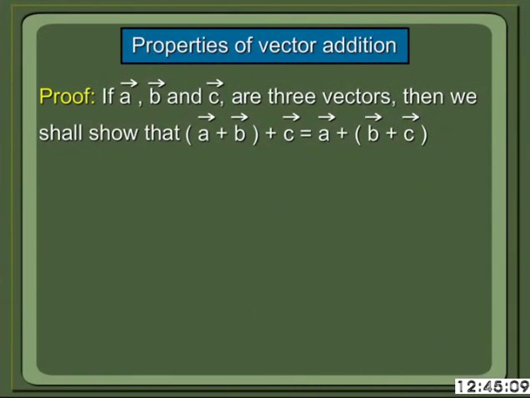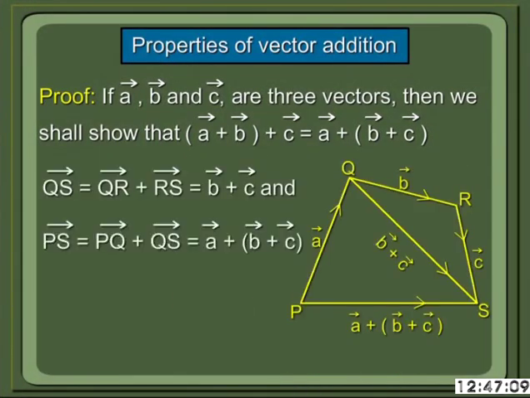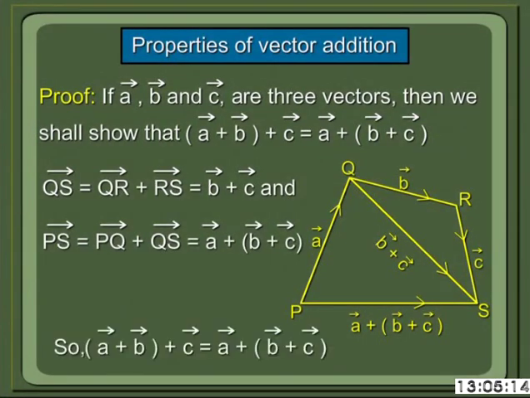Now for the second case, draw the diagonal QS, and by using the triangle law of vector addition, vector QS is equal to vector B plus vector C. Now the net displacement from P to S, PS, is equal to vector PQ plus vector QS, that is, vector A plus the sum of vectors B and C. From both the equations we get the required result, and we can say that the sum of three vectors A, B and C is associative.